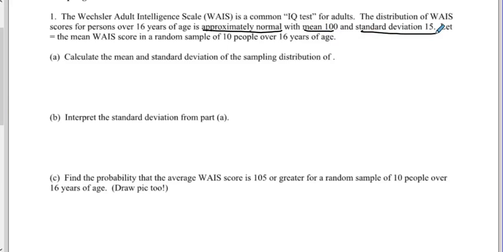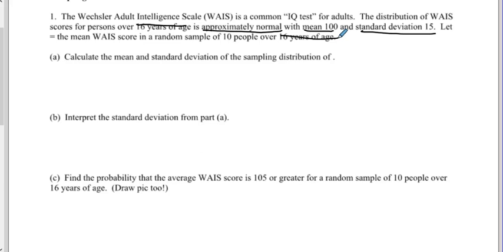The 16 years of age, you can even cross this out. That is a distractor. That number has nothing to do with what we're doing. It just is basically telling you adults. Okay, a little young for adults, but it's basically saying there's a kid's test and there's the adult test, and if you're 16, you fall into that category. But that 16 has nothing to do with math.